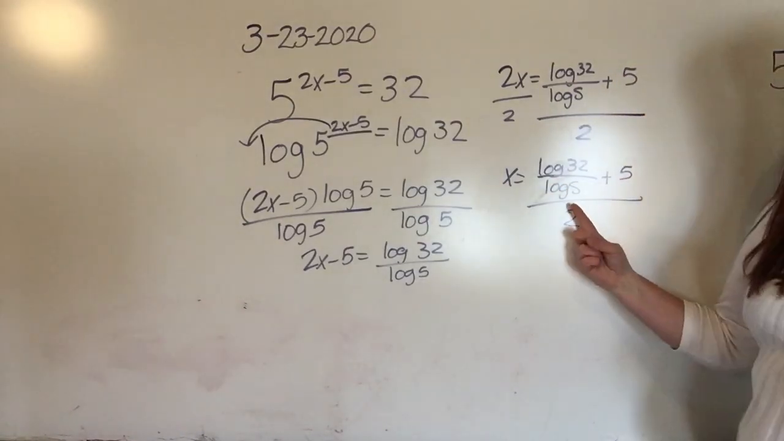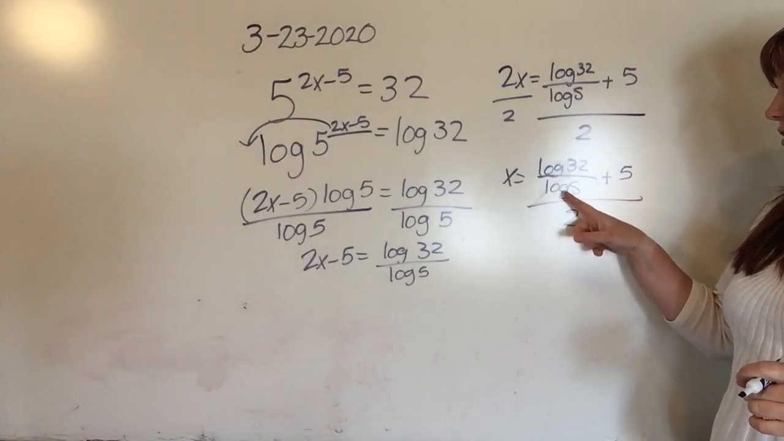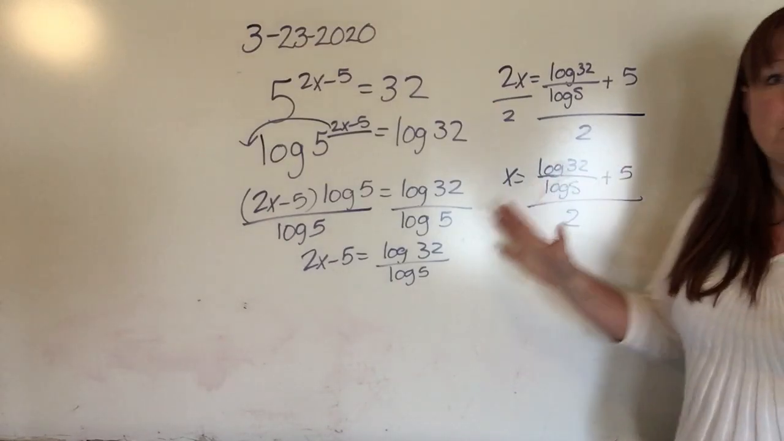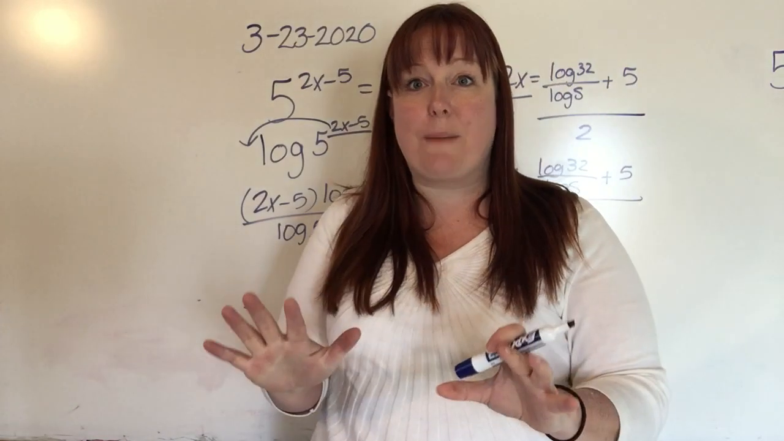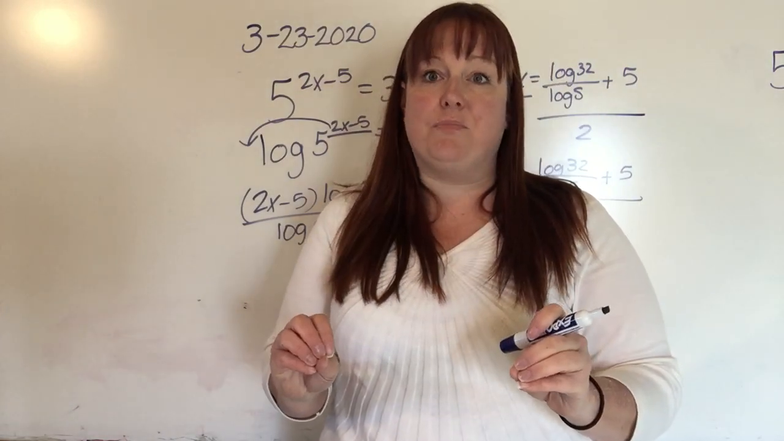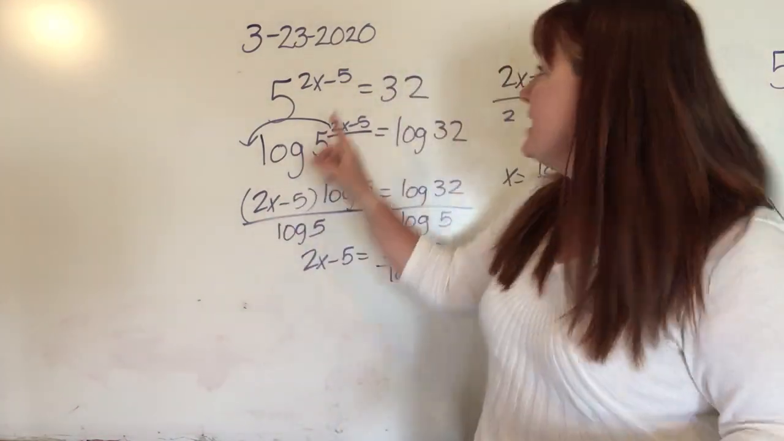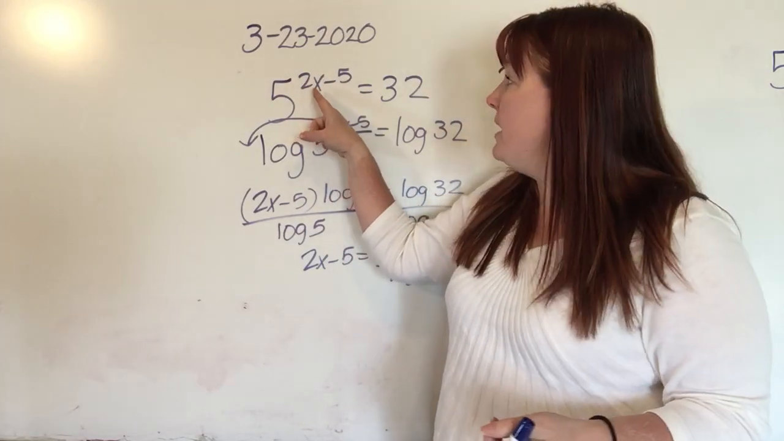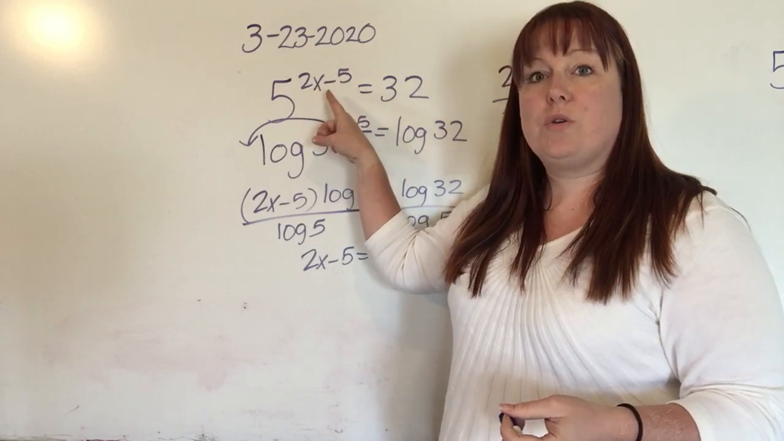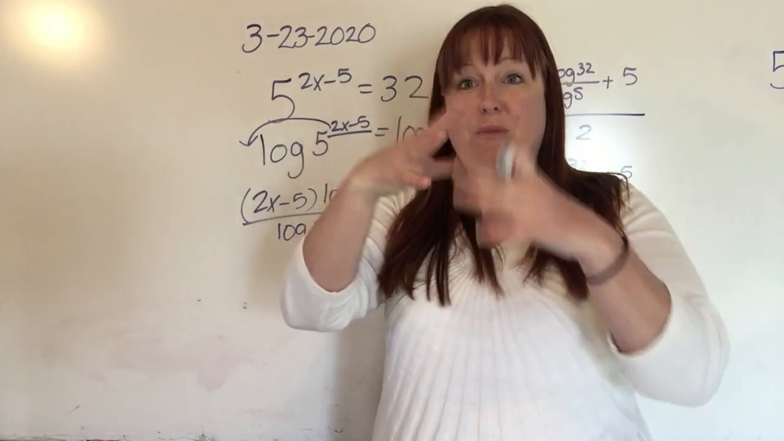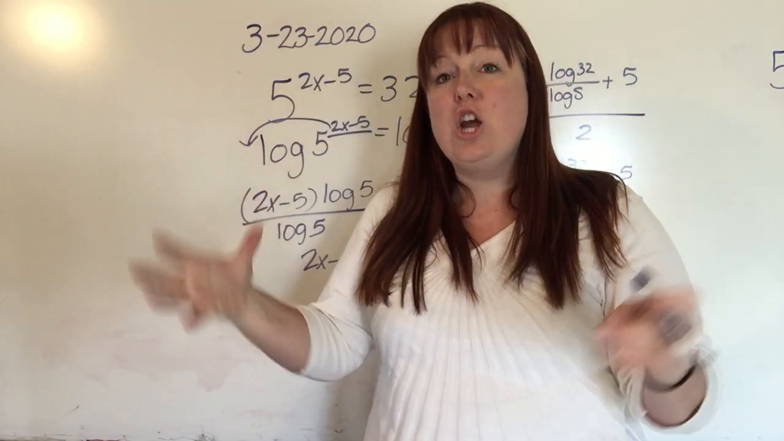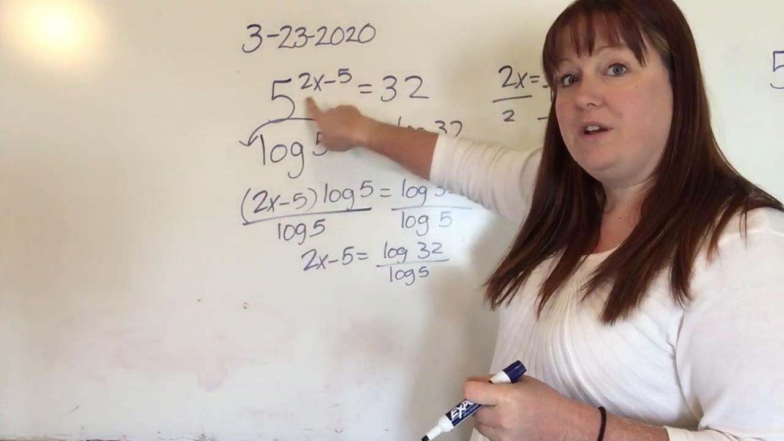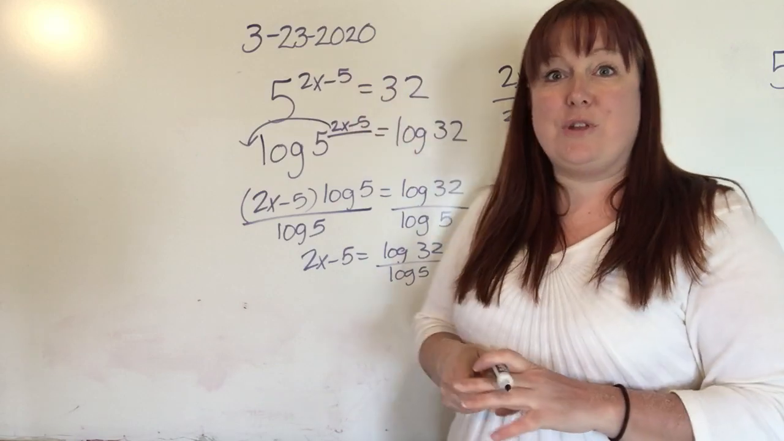And then we just plug this into our calculator: log 32 divided by log 5, plus 5, divided by 2. It's going to come out with some crazy, ridiculous number, but that's because there is no nice, pretty number that makes this true. You could check it: whatever that ridiculous number is in your calculator, put that back in here. You can multiply it by 2, subtract 5, raise 5 to that power, and you'd end up with 32.